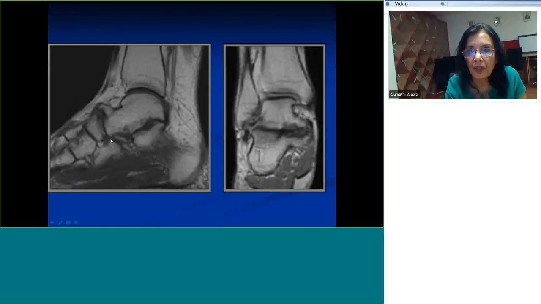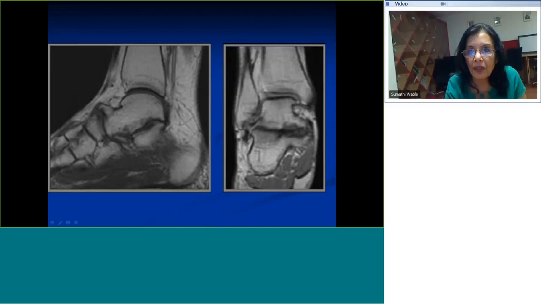So CT or MRI would be the imaging of choice in tarsal coalitions. You suspect tarsal coalition when you have a young patient with persistent chronic foot and ankle pain with no known etiology or no known significant trauma, and that's something you want to think about.